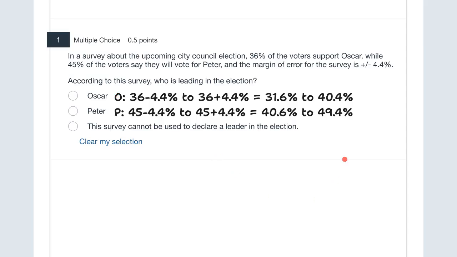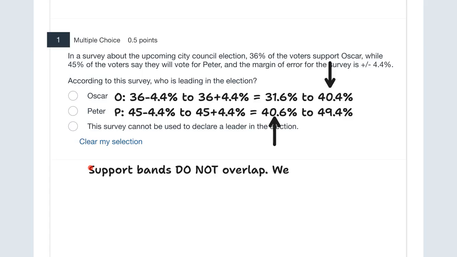Now we have to determine if these two bands overlap. We look at the upper bound for Oscar and the lower bound for Peter. And we see that they do not overlap. Okay, so that means the support bands do not overlap. Okay, so we can use this poll, and specifically since his percentage is higher, Peter is leading.